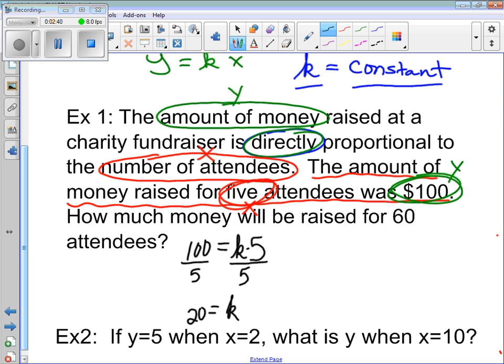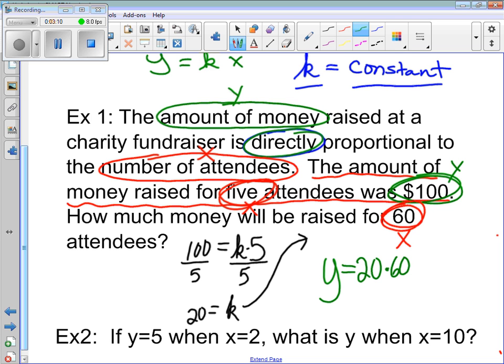Now we're going to use that constant to solve the second part of our problem. How much money will be raised for 60 attendees? So 60 attendees, that's our x value. We have to figure out how much money will be raised. Money is y, in this case. Our k is 20, and we're multiplying by the x, which is 60.